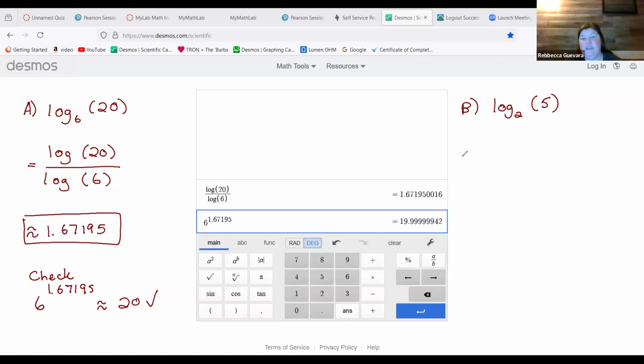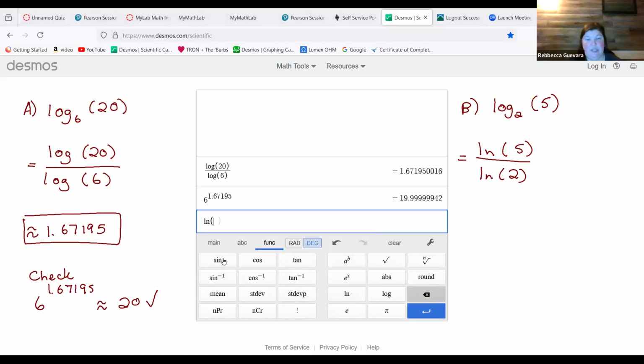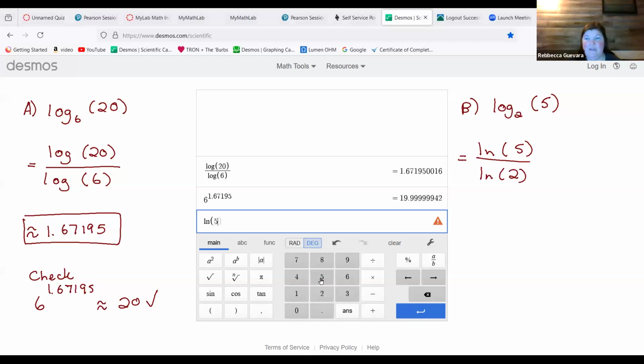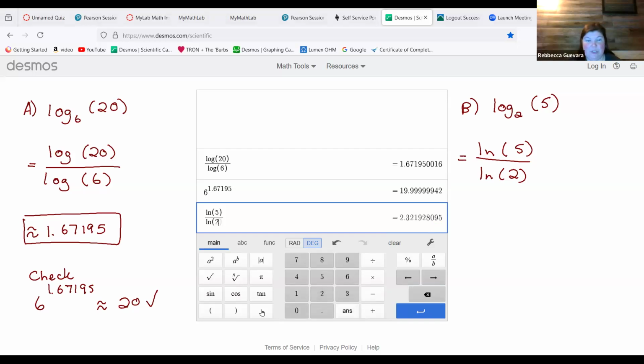Now log base 2 of 5. I'm just going to do this one with natural logs for no particular reason, just because I can. So here, I would do natural log of 5, making sure both are natural logs, and then divide by the natural log of my old base, which was 2. And we're getting here approximately 2.32193. I'm rounding to 5 decimal places. That should be my answer.